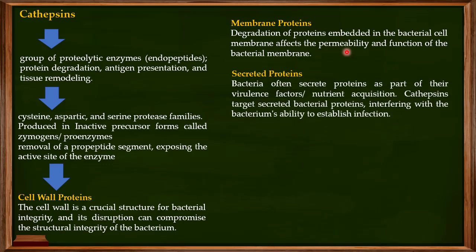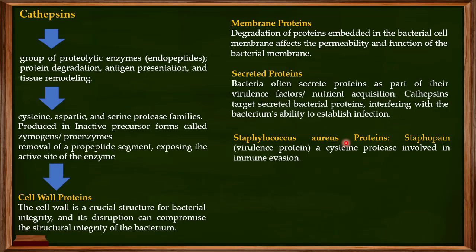Another important component is that these cathepsins are going to target the secreted proteins. And what the pathogens, the bacteria, usually do is that they secrete proteins as part of their virulence factors or as part of their nutrient acquisition. So what these cathepsins do is that they target these bacterial proteins, interfering with the bacterium's ability to establish infection. Let me give you a few examples from this particular class.